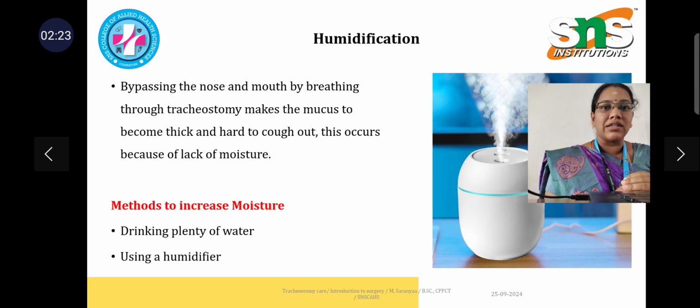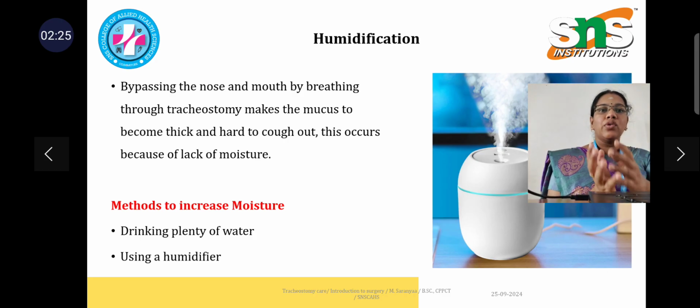Humidification is a major factor. Why? Because bypassing the nose and the mouth by breathing through the tracheostomy makes the mucus get stuck in the cough. So it can lead to a lack of moisture. The method is to increase moisture by drinking plenty of water and using humidifiers.